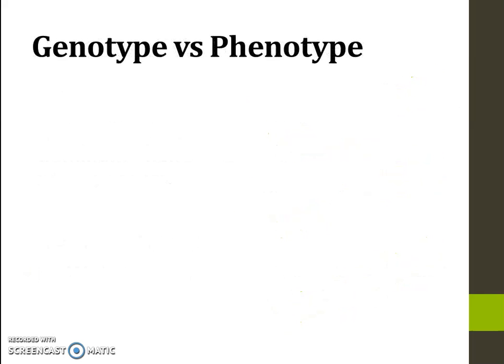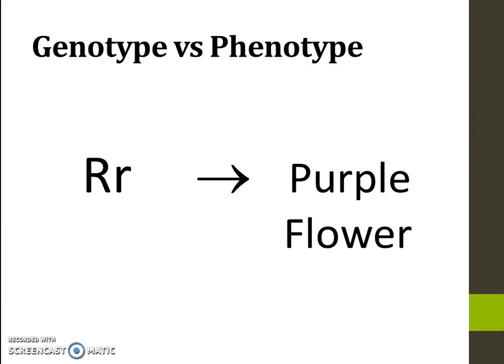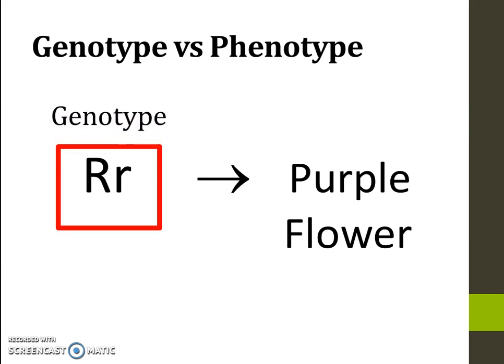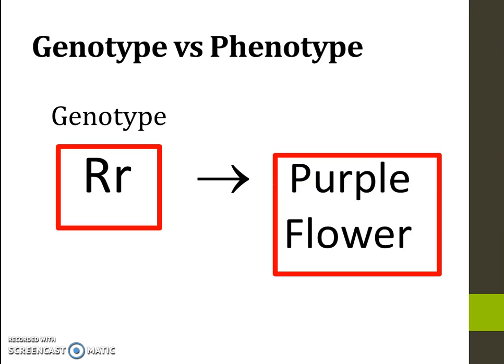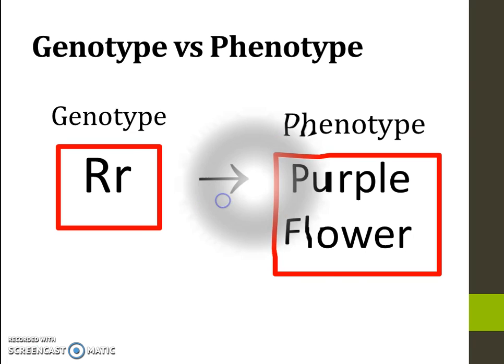Alright, so genotype versus phenotype. These are very simple. So, genotype, think genes. This is referring to the gene combination that you have for a trait. The phenotype, think physical. This relates to the physical trait or characteristic expressed by the gene. You could also think phenotype, protein. Both start with a P. So the phenotype refers to the protein, which is the expression of the genotype. The protein really is our trait.